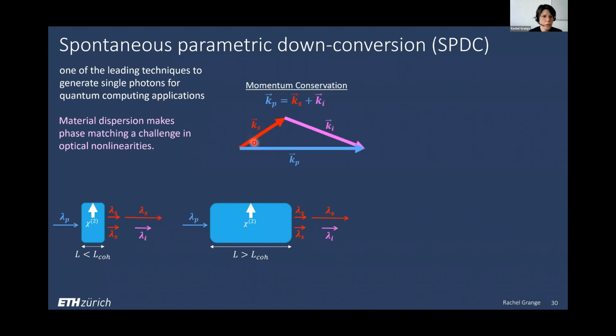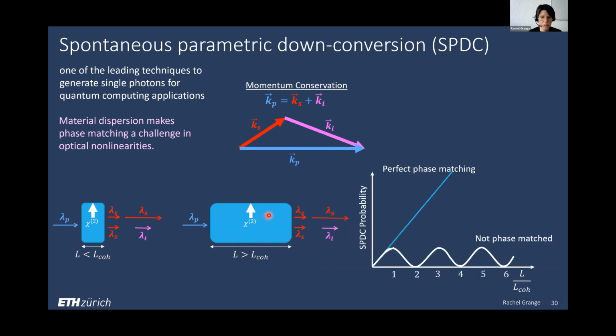So then what will happen? You will have delta K. You will have a phase mismatch between the wavelength that you are launching into your material and the momentum conservation that has to be kept when you generate the signal and idler out of this KTP material.